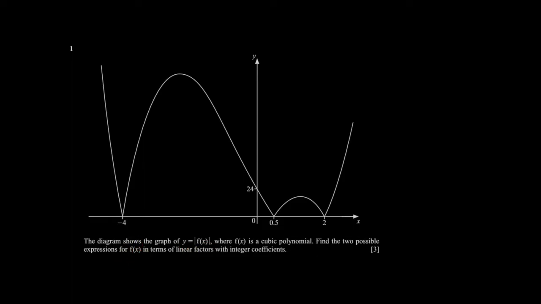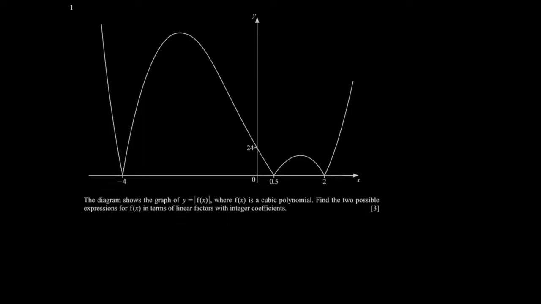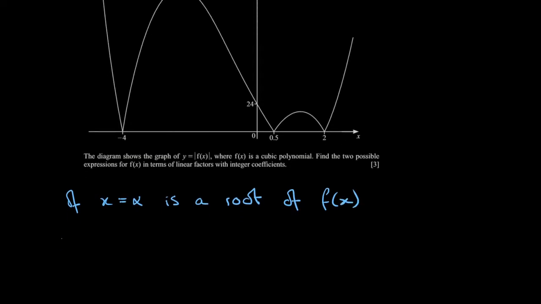Okay, well, in order to do this, we need to know the factor theorem. So what is the factor theorem? It can be simply stated as this. If x equals alpha is a root of the polynomial f of x, then it follows that x minus alpha is a factor of f of x. Okay, so that's the key thing.